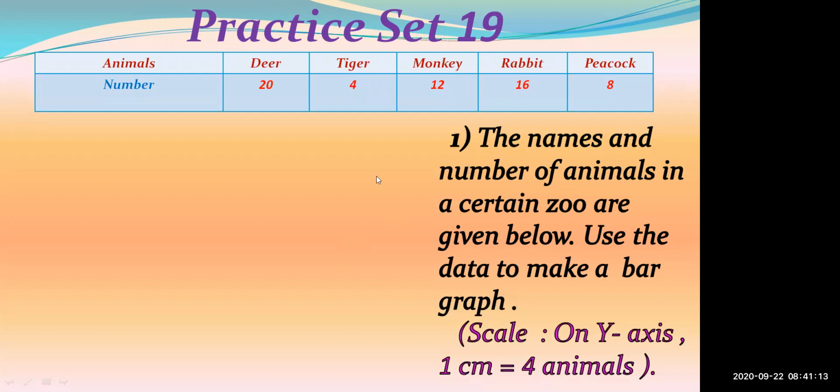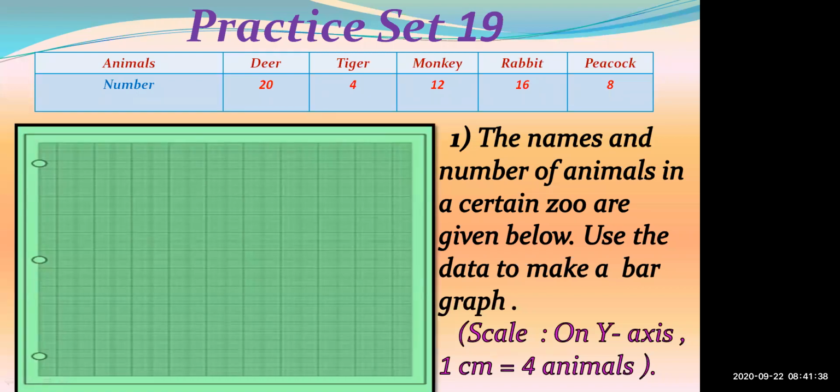See, now this question we will solve. What is given in this question? First you will see the picture there. You will see one table there. In that table, names of the animals are given and numbers, meaning how many animals are there. Now what is our question? The names and number of animals in a certain zoo are given below. Use this data to make a bar graph. So on the y-axis, we will take 1 centimeter equal to 4 animals and we will show the data of these animals.